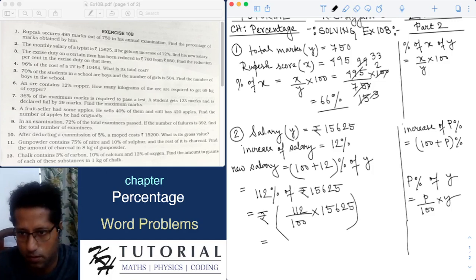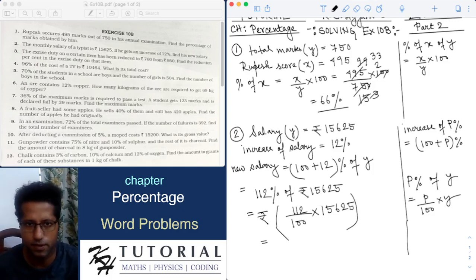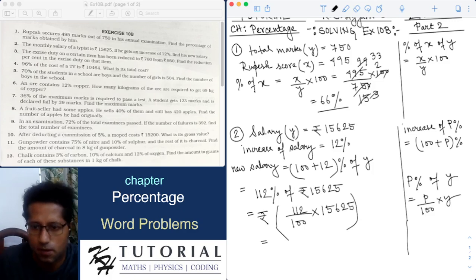Okay, let me do it this way. There is another method, another way you could possibly solve this problem. So now, what is 15625? This is a big computation. 15625 multiplied by 112. How can we shorten this? 250, 256. No, it is not helping.